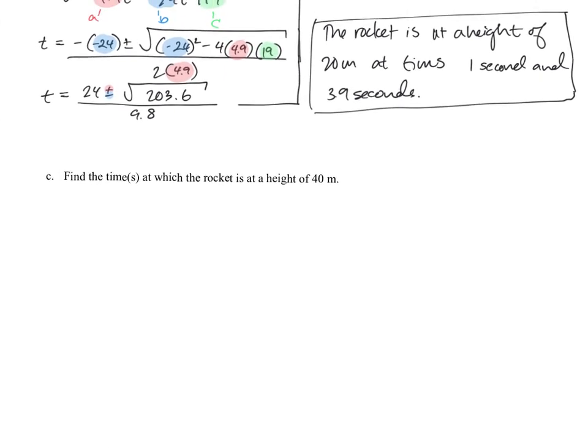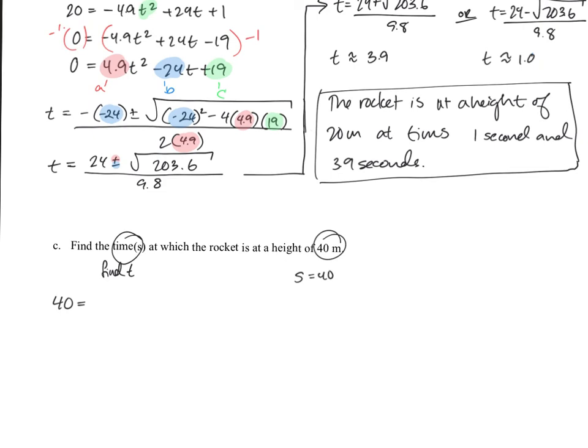Okay, last part. Find the time at which the rocket is at a height of 40 meters. Okay, so very similar to before. We're trying to find t when s is 40. So let's plug it into the equation again. So 40 equals, what was our equation? Negative 4.9 t squared plus 24t plus 1. Alright, so solving for t, let's go ahead and subtract 40 from both sides. So 0 equals negative 4.9 t squared plus 24t minus 39.